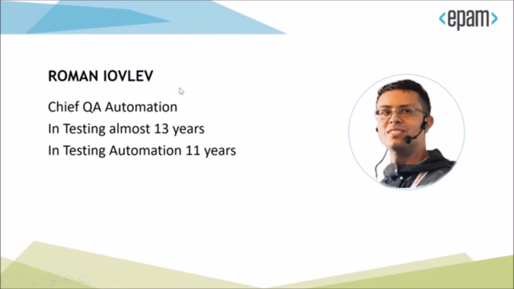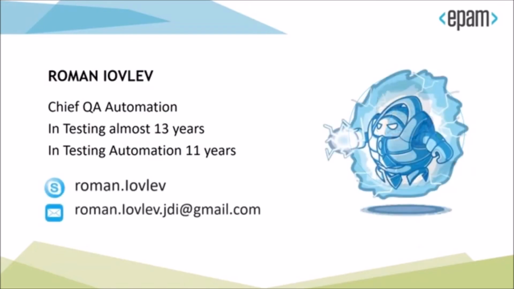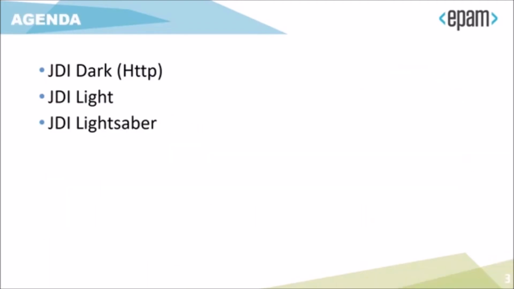I think I don't need an introduction because it was done before on previous sessions. So I'm Roman Iodev. I'm working on the set of tools for test automation in the St. Petersburg office. And today we will cover three tools: GDI Dark and GDI Light. These are tools for services and the light version of GDI for UI automation testing, and GDI Lightsaber.